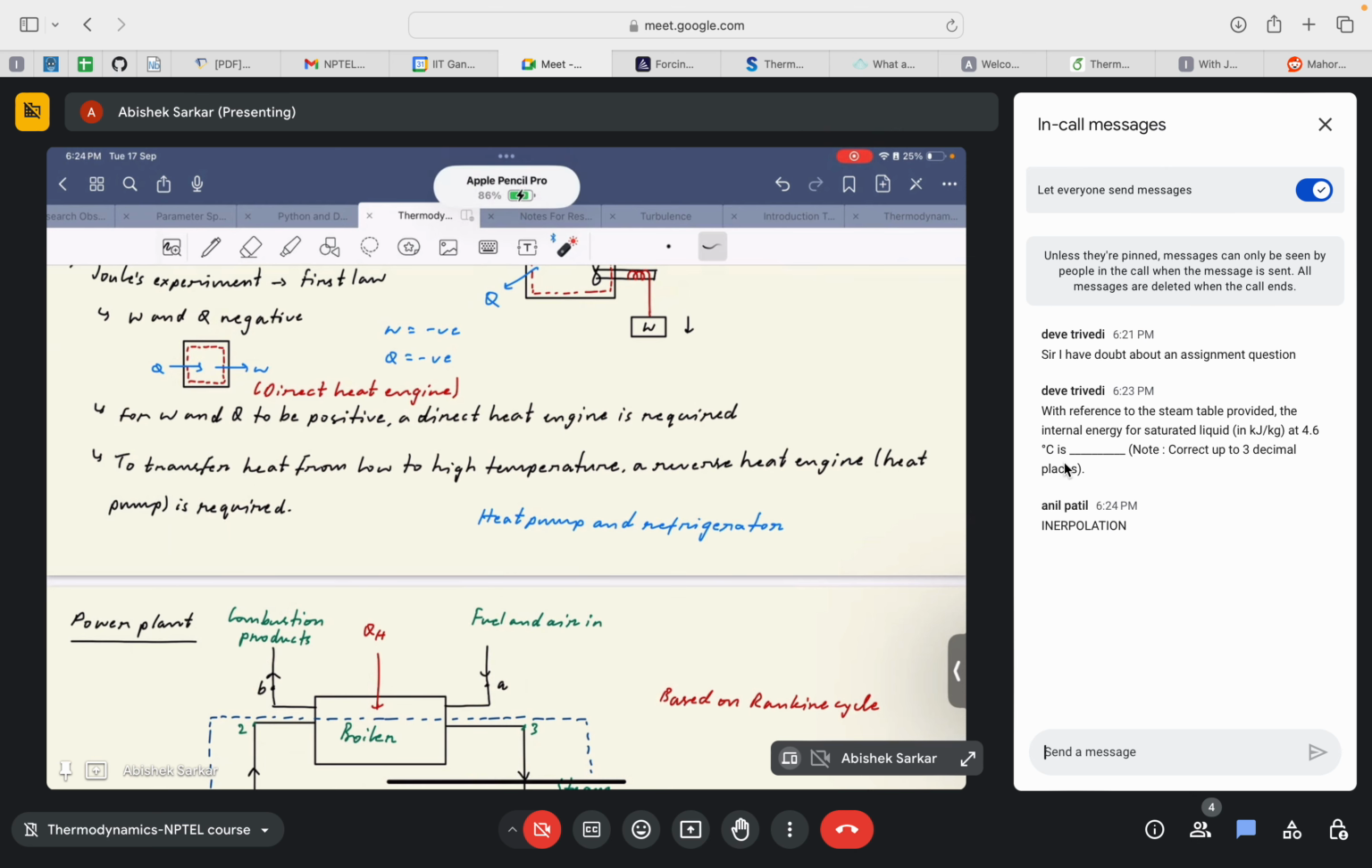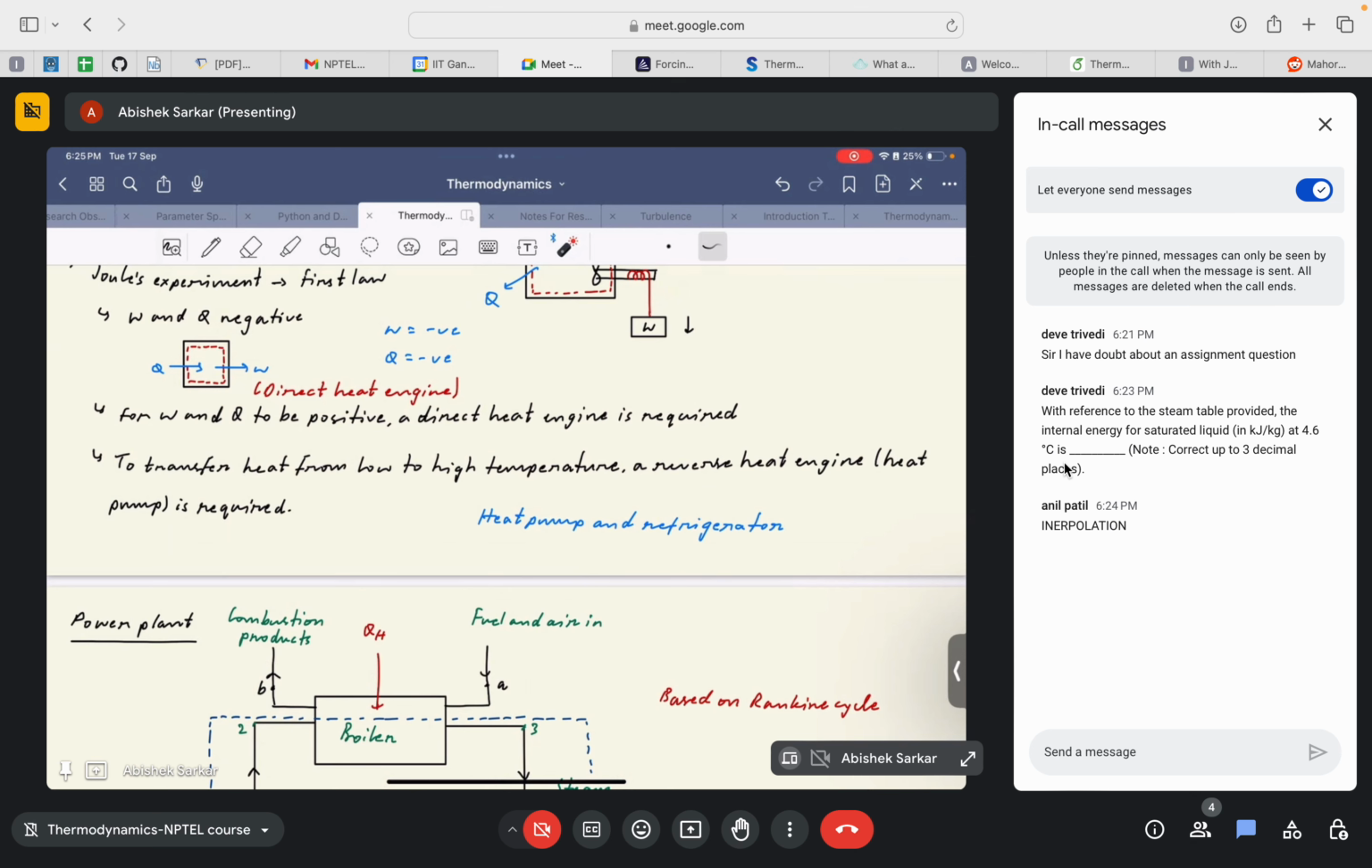If you go into the steam table where it is given in terms of temperature, you'll see that the thermodynamic properties are given for two different temperatures. If I'm not wrong, let me just go to the steam table. It is given for 0.01 degrees Celsius and 5 degrees Celsius. Since your given temperature is in between 0.01 and 5 degrees Celsius, you need to do some linear interpolation.